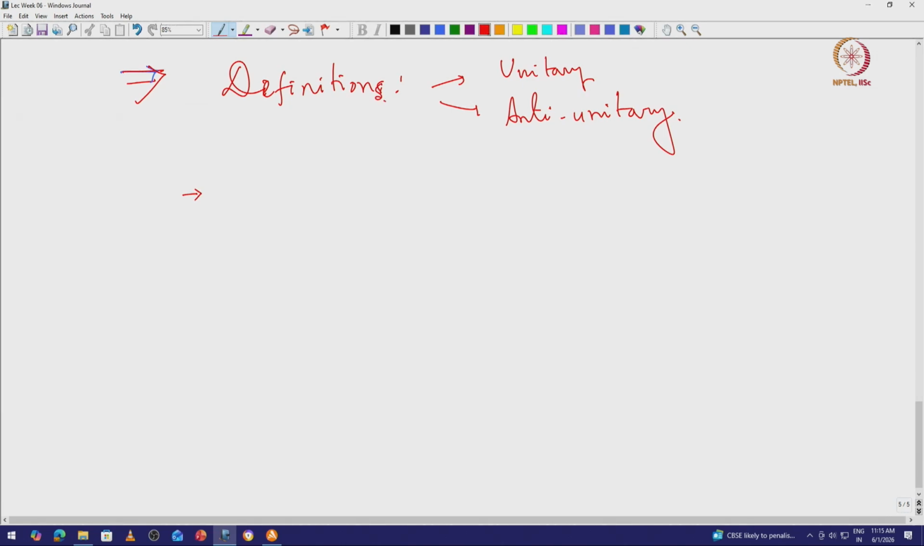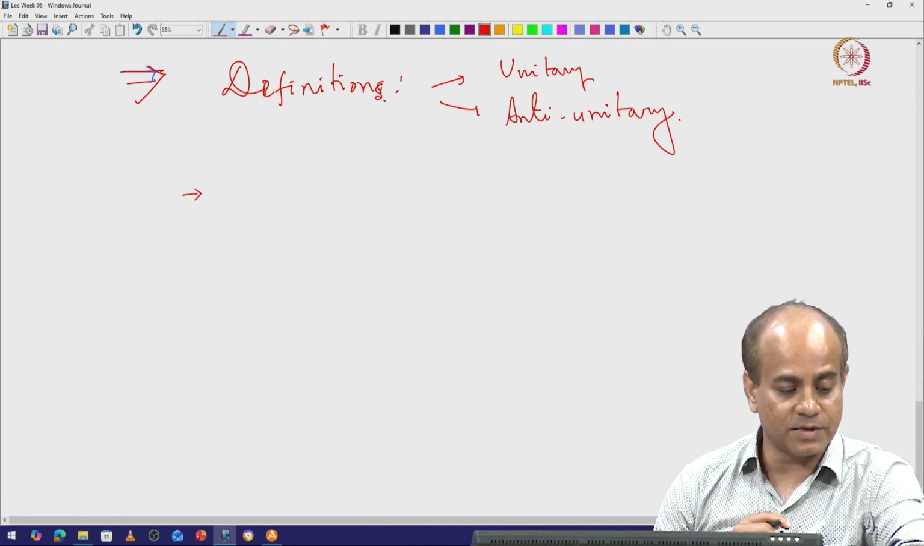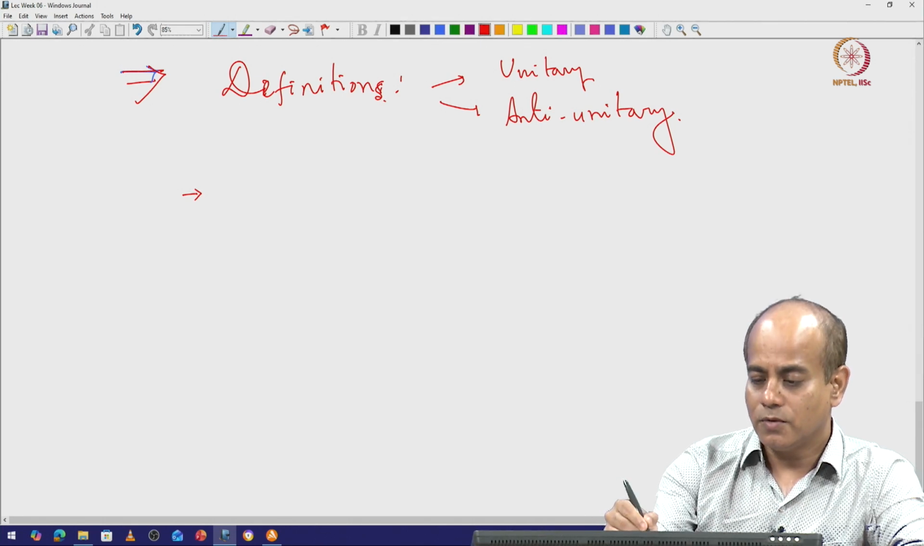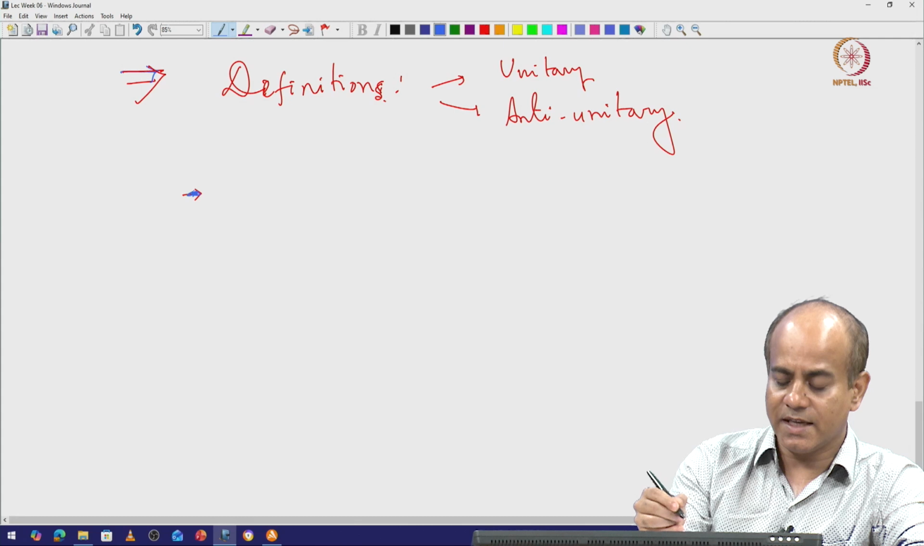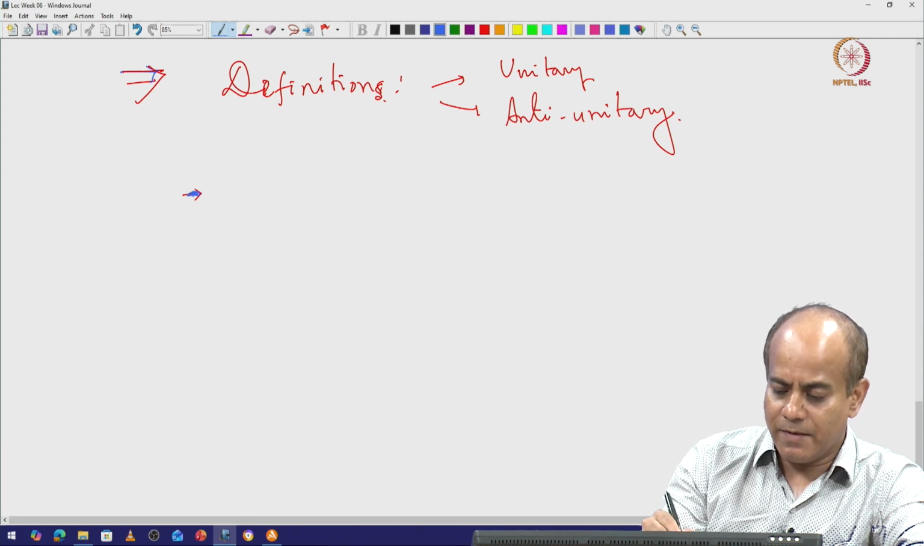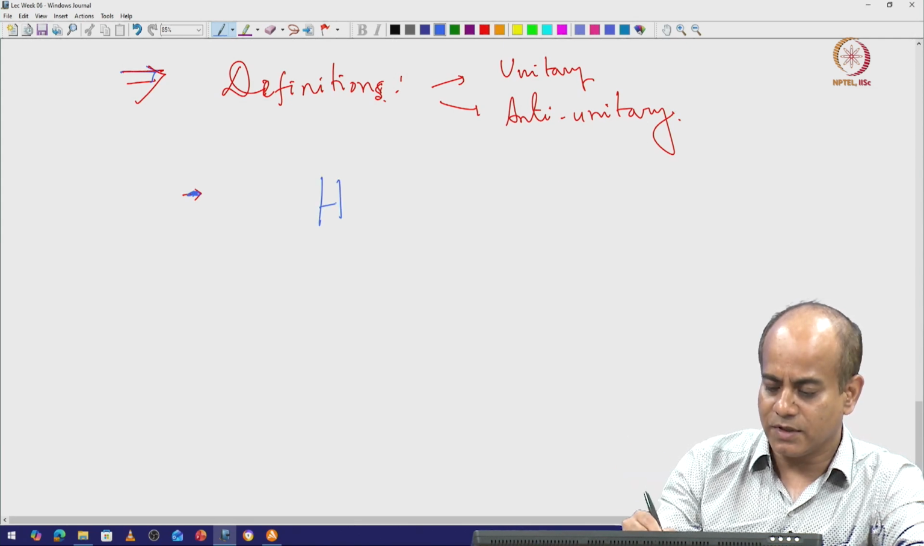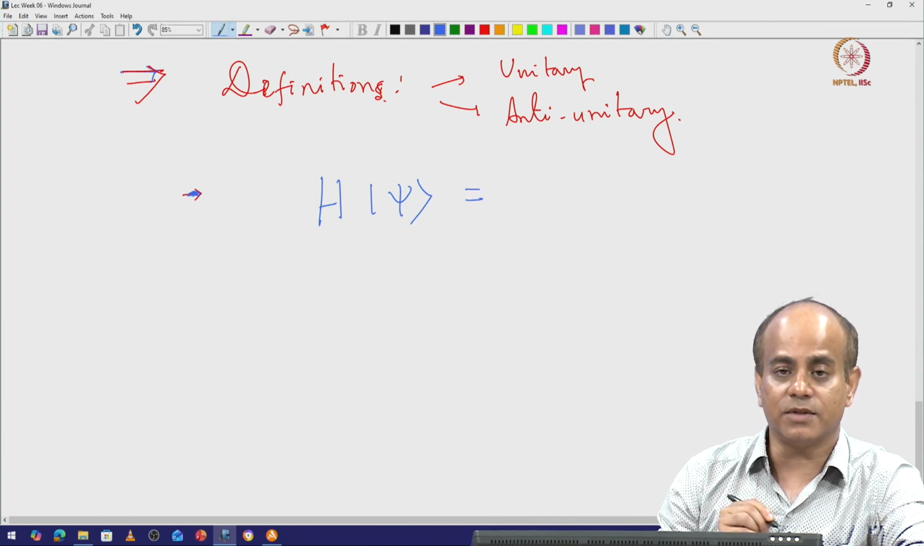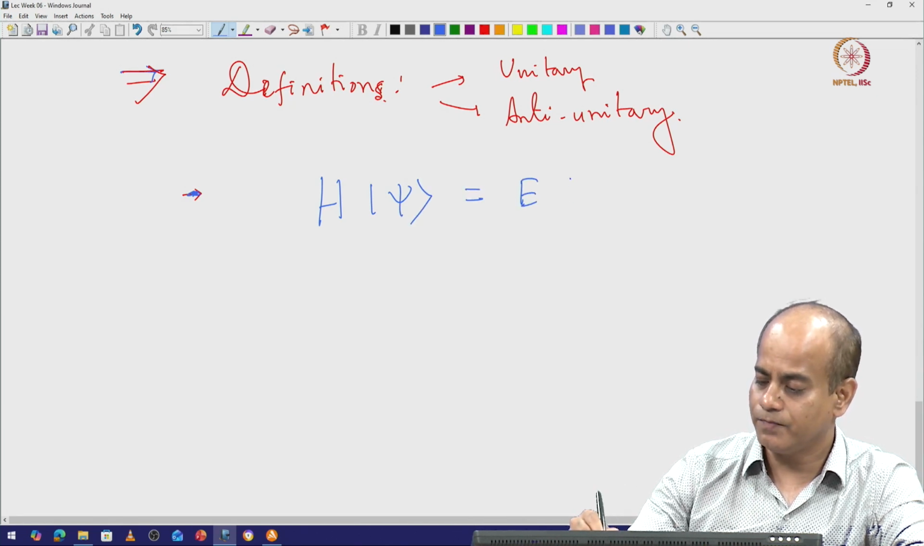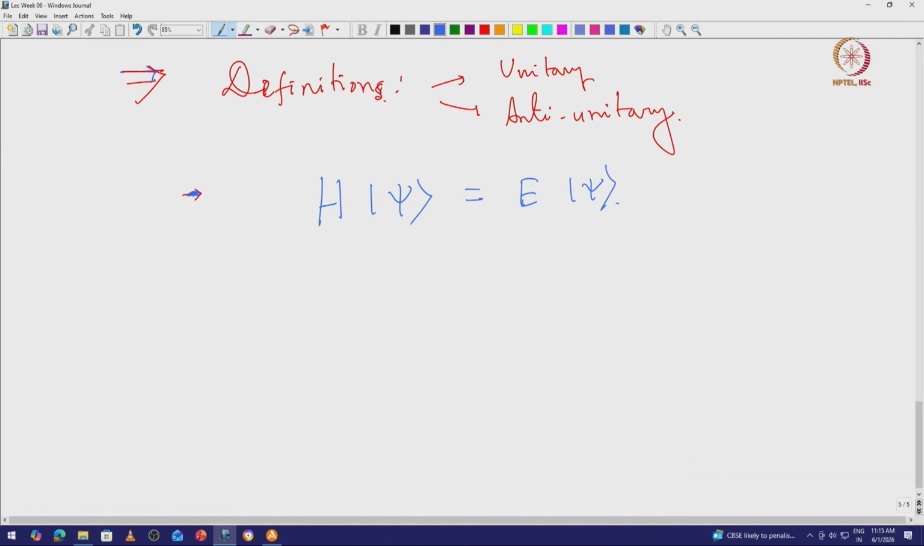So, again we will do it briefly. I am assuming that symmetry and group is something that you already know. So, we will do it briefly. So, let us start with some Hamiltonian, some first quantized Hamiltonian written with some energy. Okay.